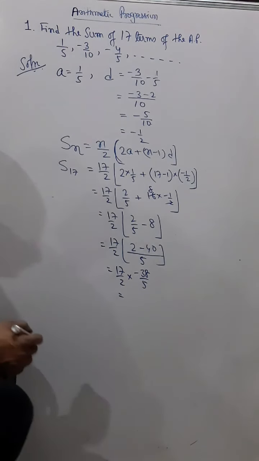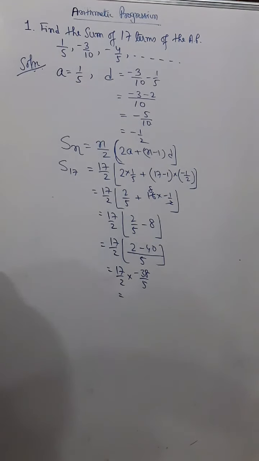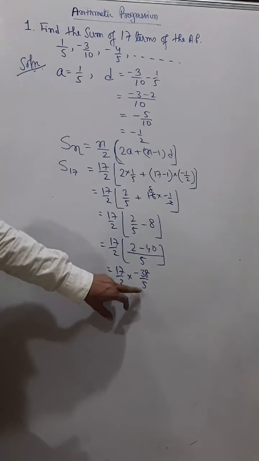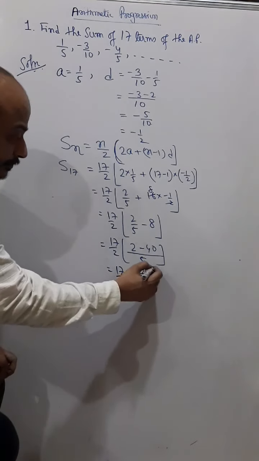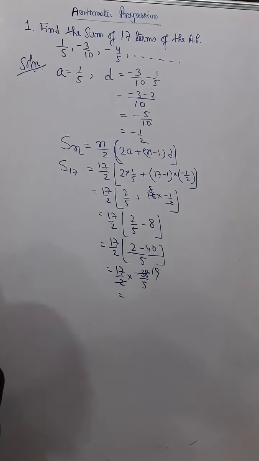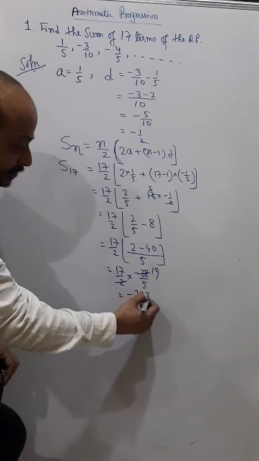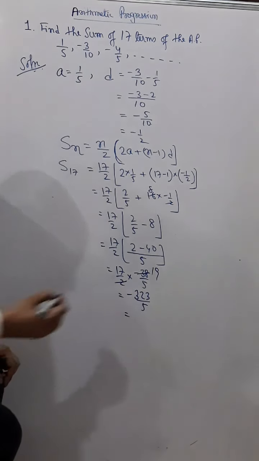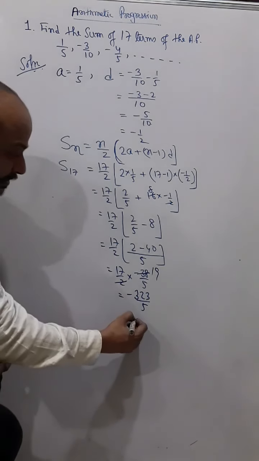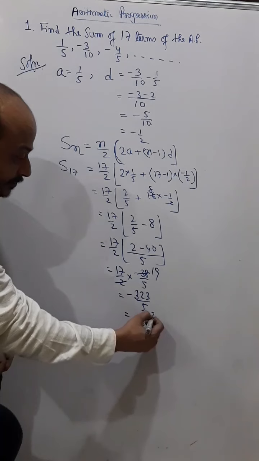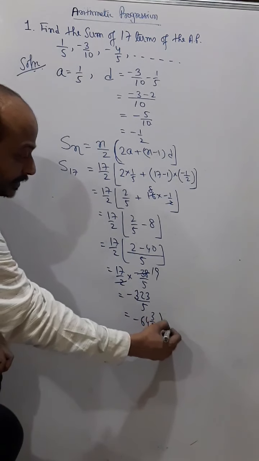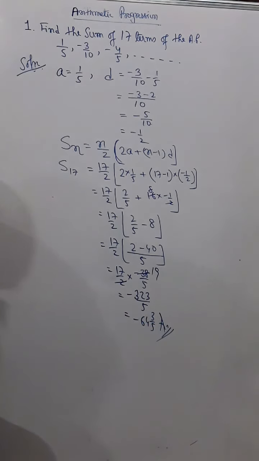Okay, so finally, 2 into 19, the 2 gets cancelled, and we get minus 323 by 5, which we can write as a mixed fraction, minus 64 and 3 by 5, and that is the answer. Okay.